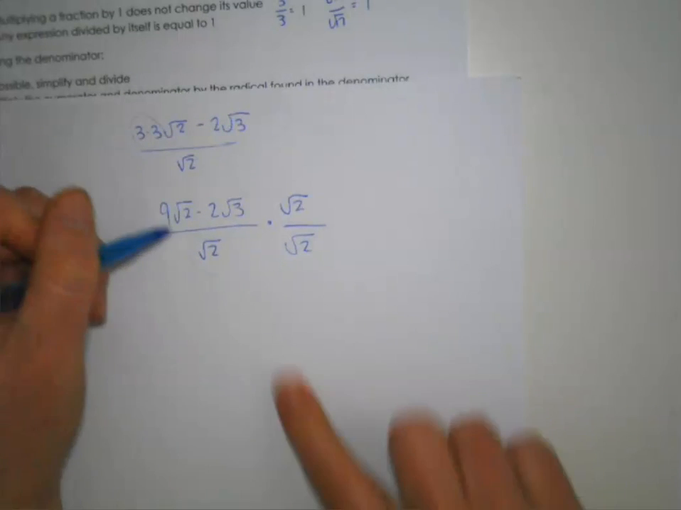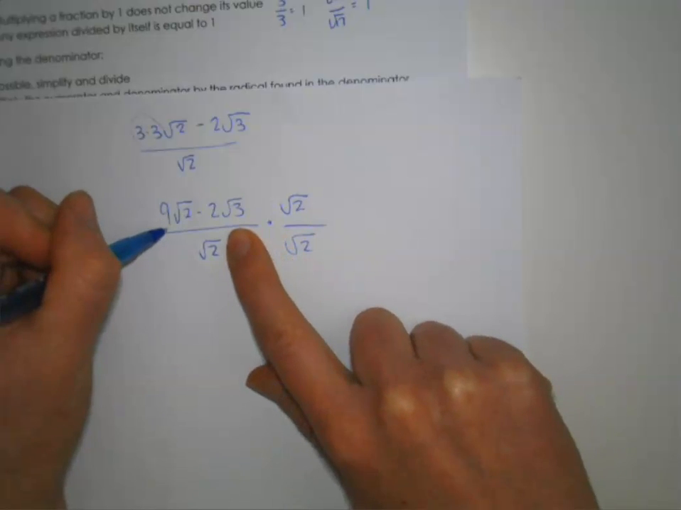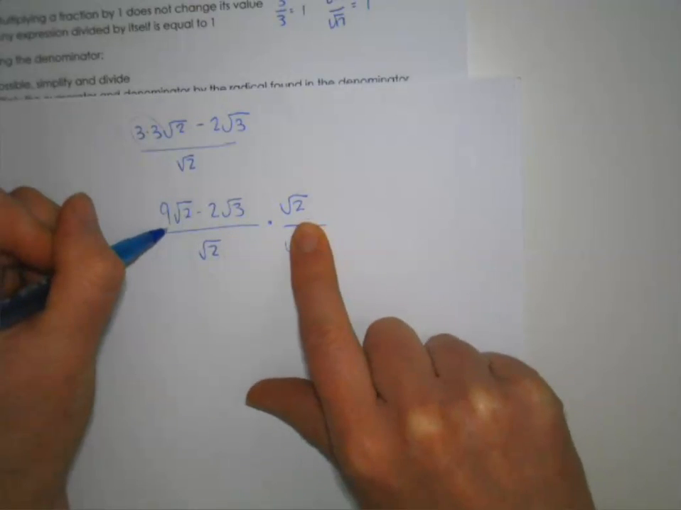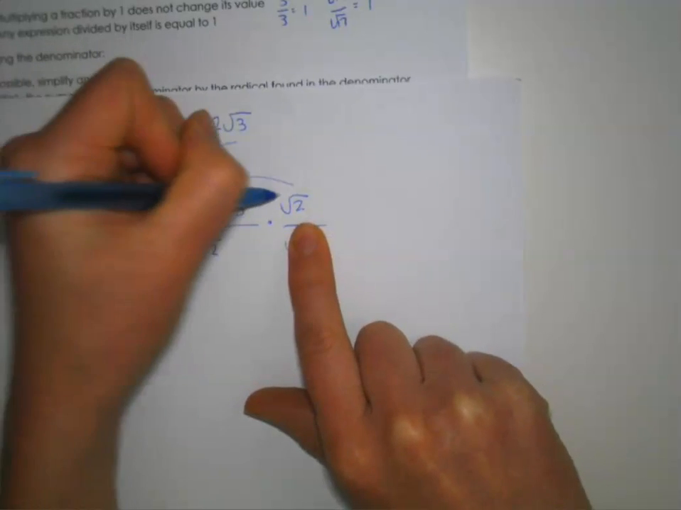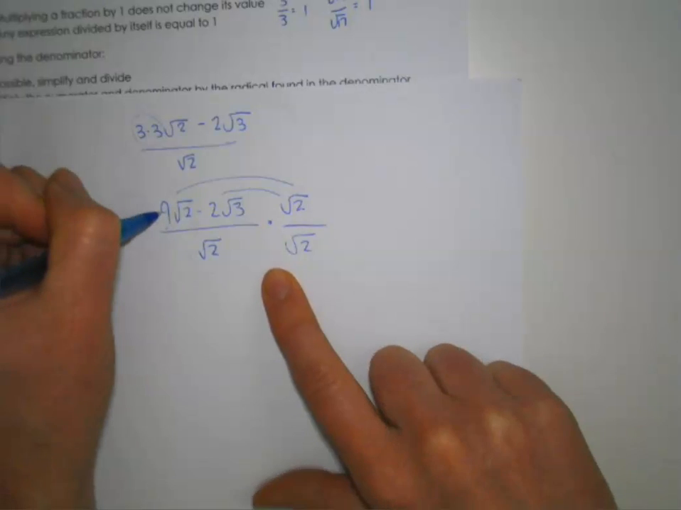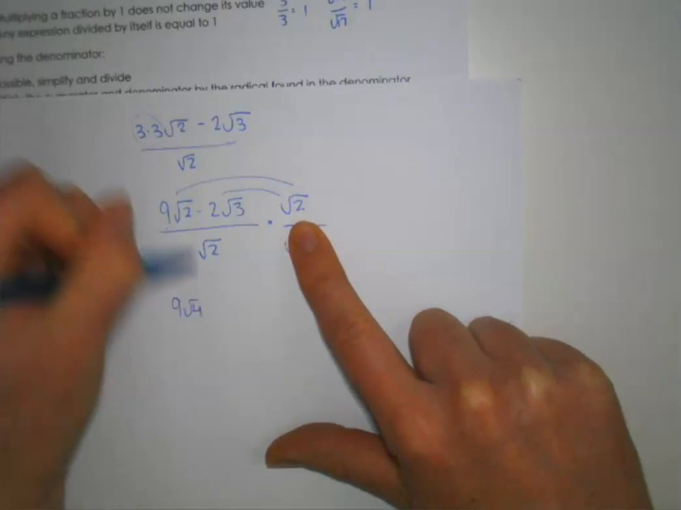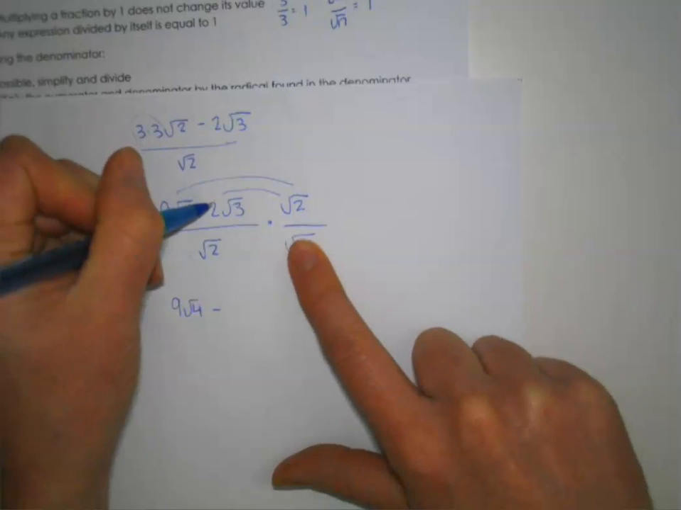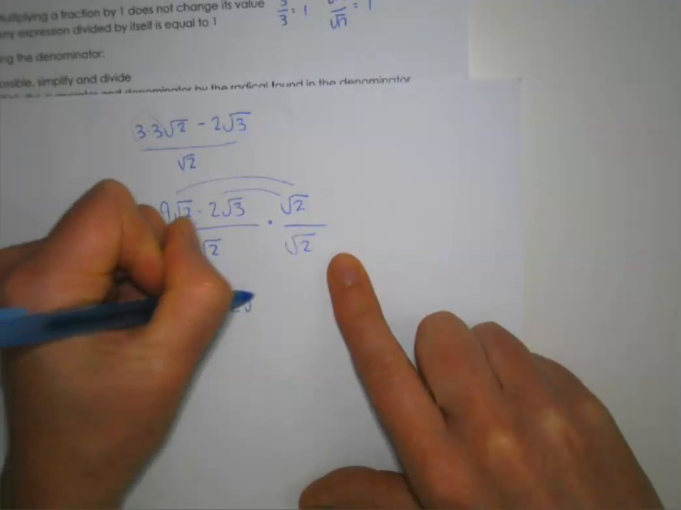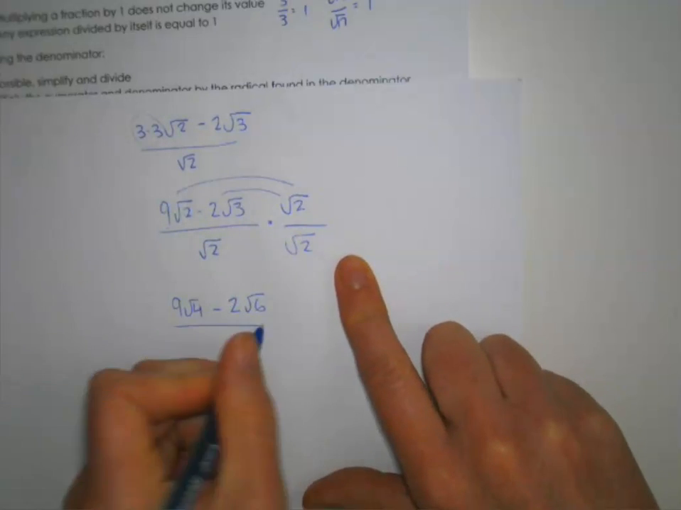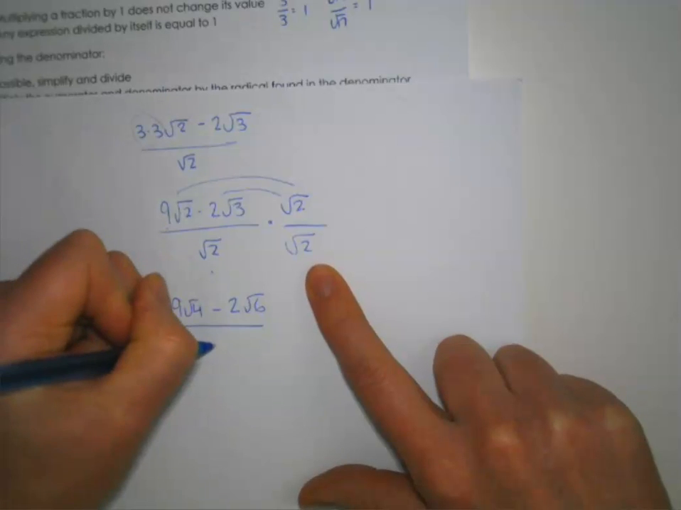In this case, we have a binomial in our numerator, which is 2 terms, and we need to make sure we multiply both of them by that radical from the bottom. So 9 root 2 times root 2 gives us 9 root 4, minus 2 root 3 times root 2 gives us 2 root 6. And then on the bottom, root 2 times root 2 gives us root 4. Square root of 4 is 2.